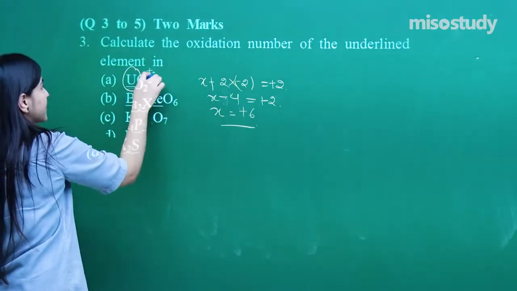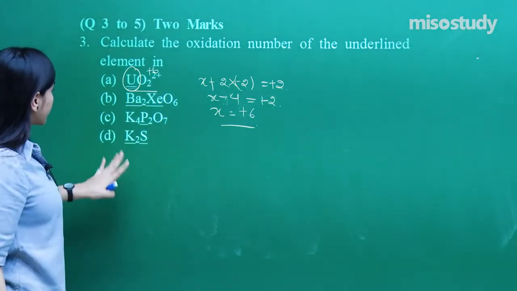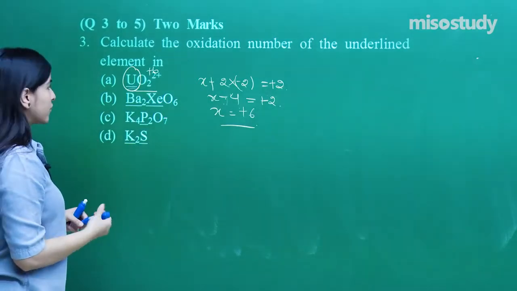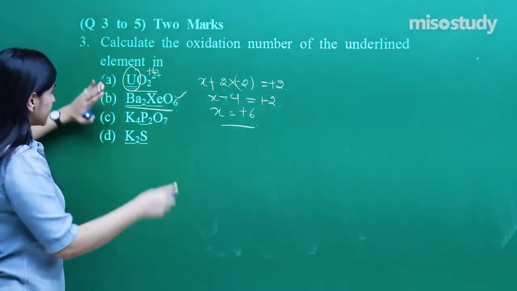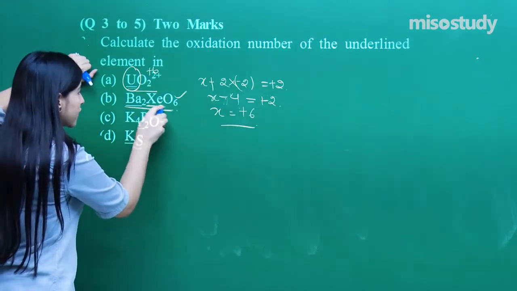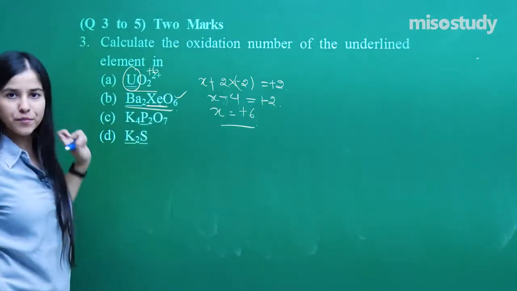Uranium has got plus 6, okay. Now out of the 3, let us just pick up which one? Which one do you want? See, I am picking up this one, and yes, just correct it over here, we need to find out the xenon oxidation state, not of the barium.